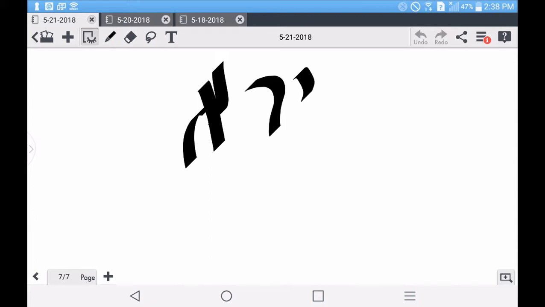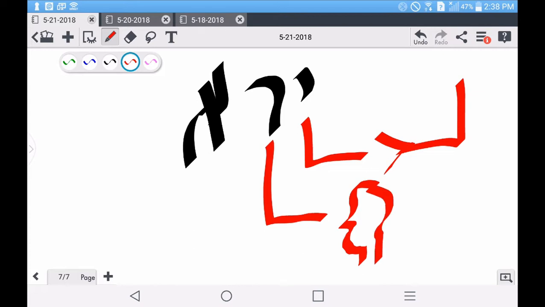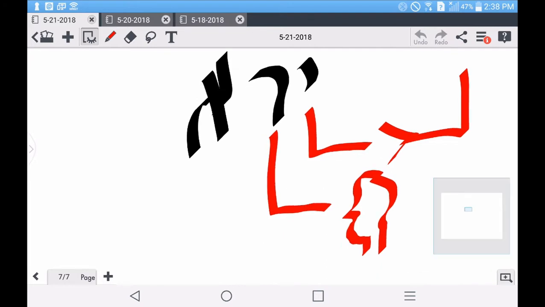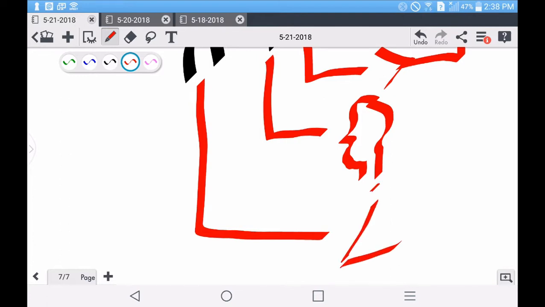So in Hebrew, the picture that was associated with the Yod was a picture of a person's arm and hand. The picture that was associated with the Resh was a picture of a human head. The picture associated with the Aleph was a picture of an ox's head.